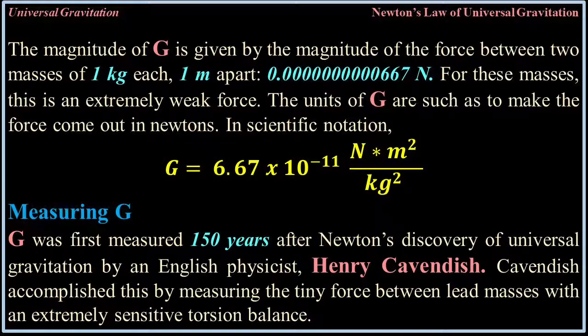The units of G are such as to make the force come out in newtons. In scientific notation, it's 6.67 times 10 to the negative 11, and the units are newton meter squared divided by kilogram squared. Measuring G. G was first measured 150 years after Newton's discovery of universal gravitation by the English physicist Henry Cavendish. Cavendish accomplished this by measuring the tiny force between lead masses with an extremely sensitive torsion balance.